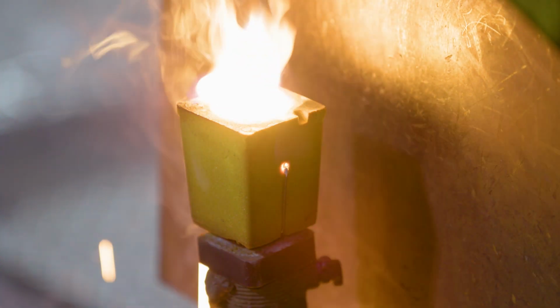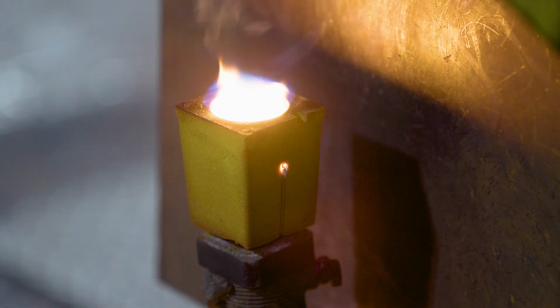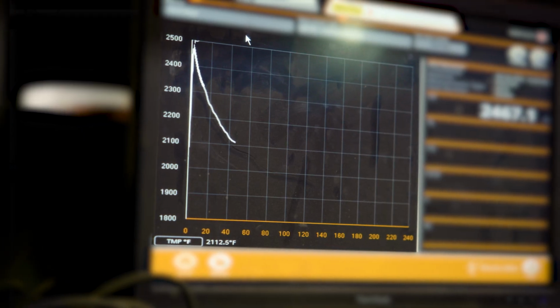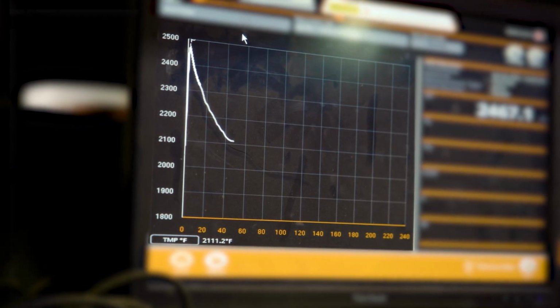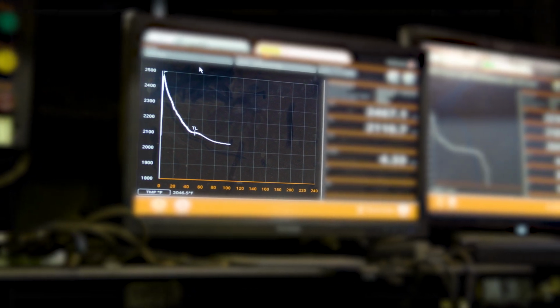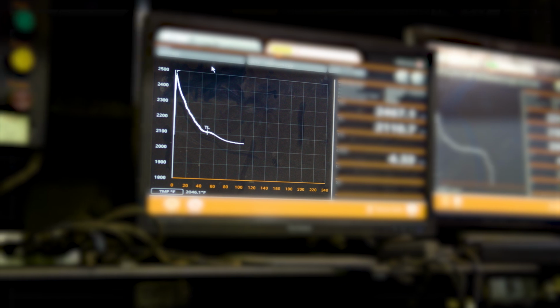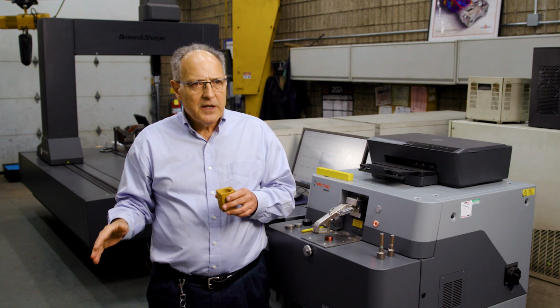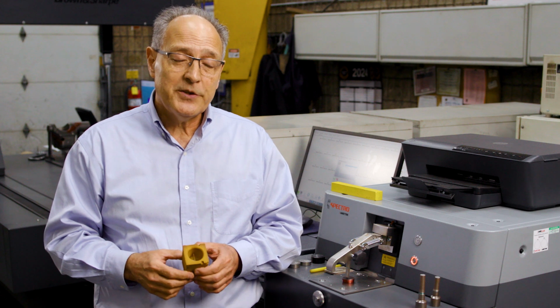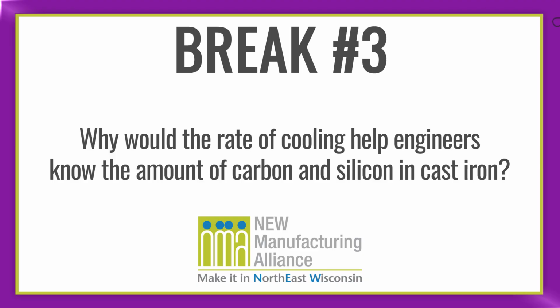The iron is first liquid, and the temperature is going to go down. Then when the solidification starts, it actually generates a little bit of heat. So that cooling rate is going to change, and then by the time the solidification is done, the cooling rate is going to go up again. This device tells you how much carbon and silicon you have in the iron.